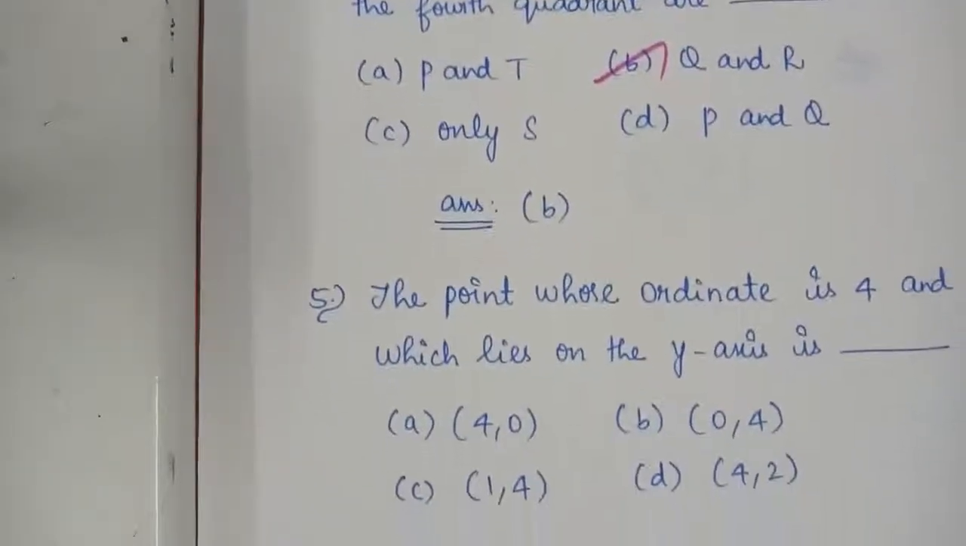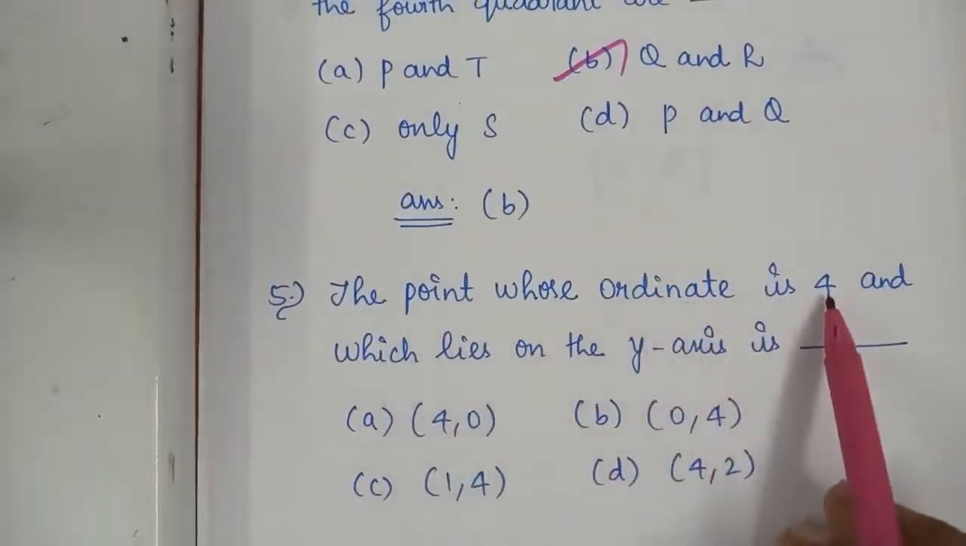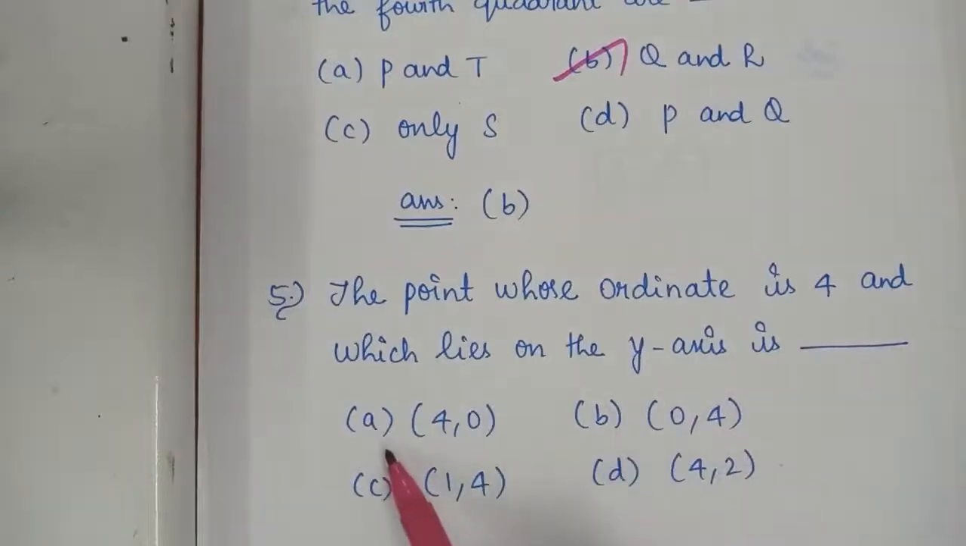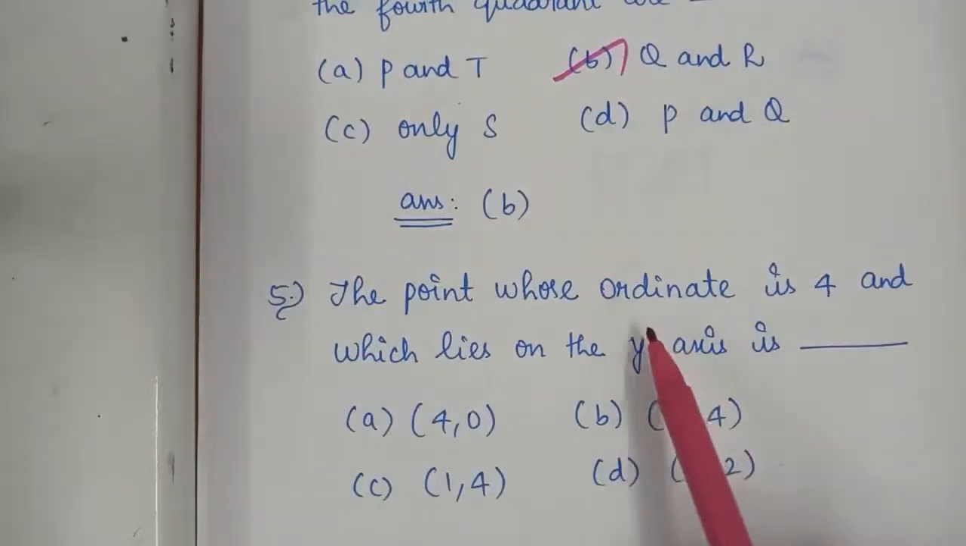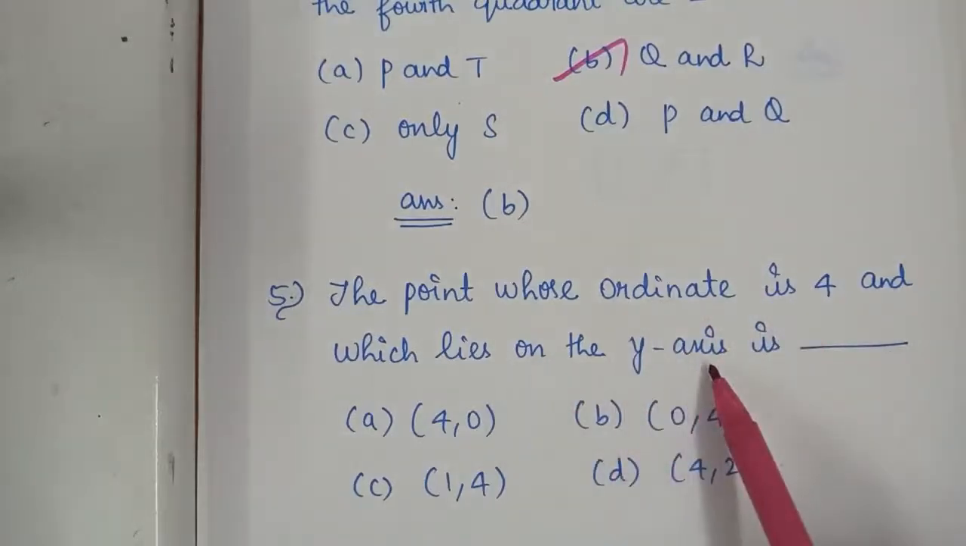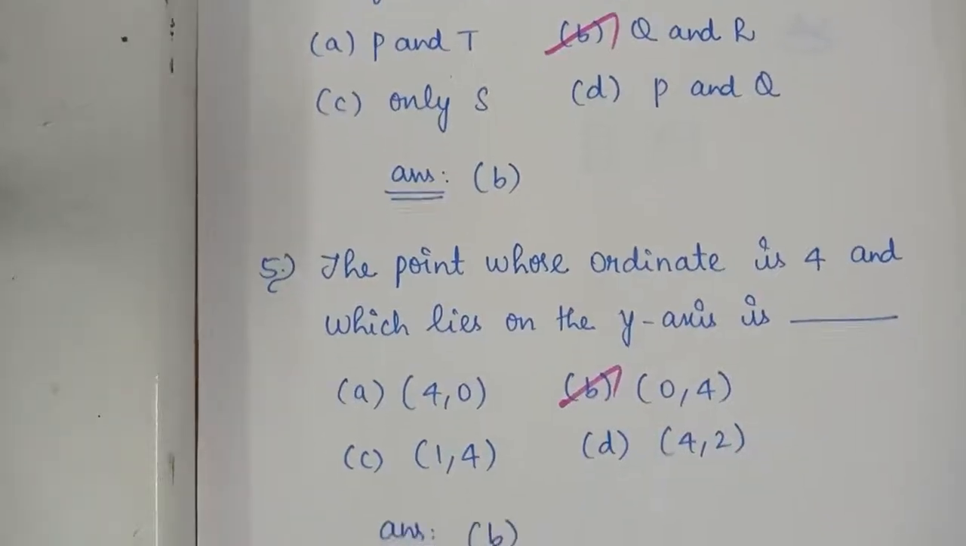So question number 5. The point whose ordinate is 4 and which lies on the y-axis is dash. Option A 4, 0, option B 0, 4, option C 1, 4, option D 4, 2. So here the ordinate is given as 4, and the point lies on the y-axis. If the point lies on the y-axis, that means x is equal to 0. So the correct option is option B, 0, 4.